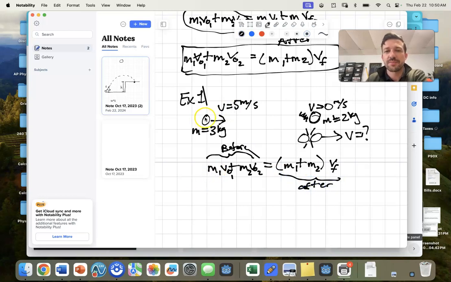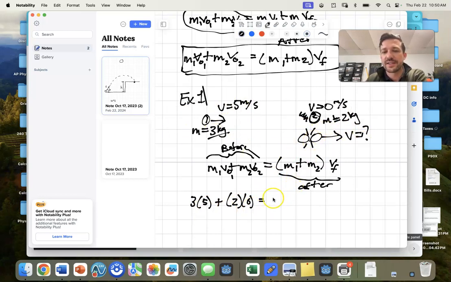Mass 1, we'll call this mass 1, we'll call this mass 2, okay? So mass 1 had a mass of 3 kilograms. So we're going to say 3 times the velocity. It was going at 5 meters per second, plus mass 2 had a mass of 2 kilograms, and it had a velocity of 0. Okay, that's for before the collision. Yeah, that's all that stuff before the collision.